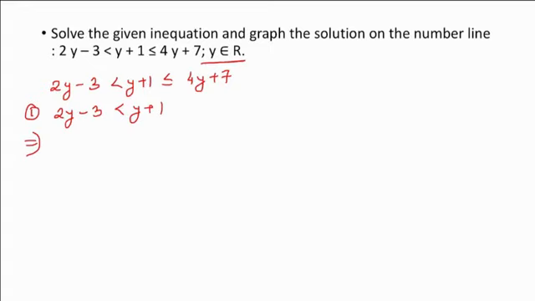So now let's try to bring all the like terms on one side and the unlike terms on the other side. So to get y on one side, let's subtract y from both sides of this inequation.